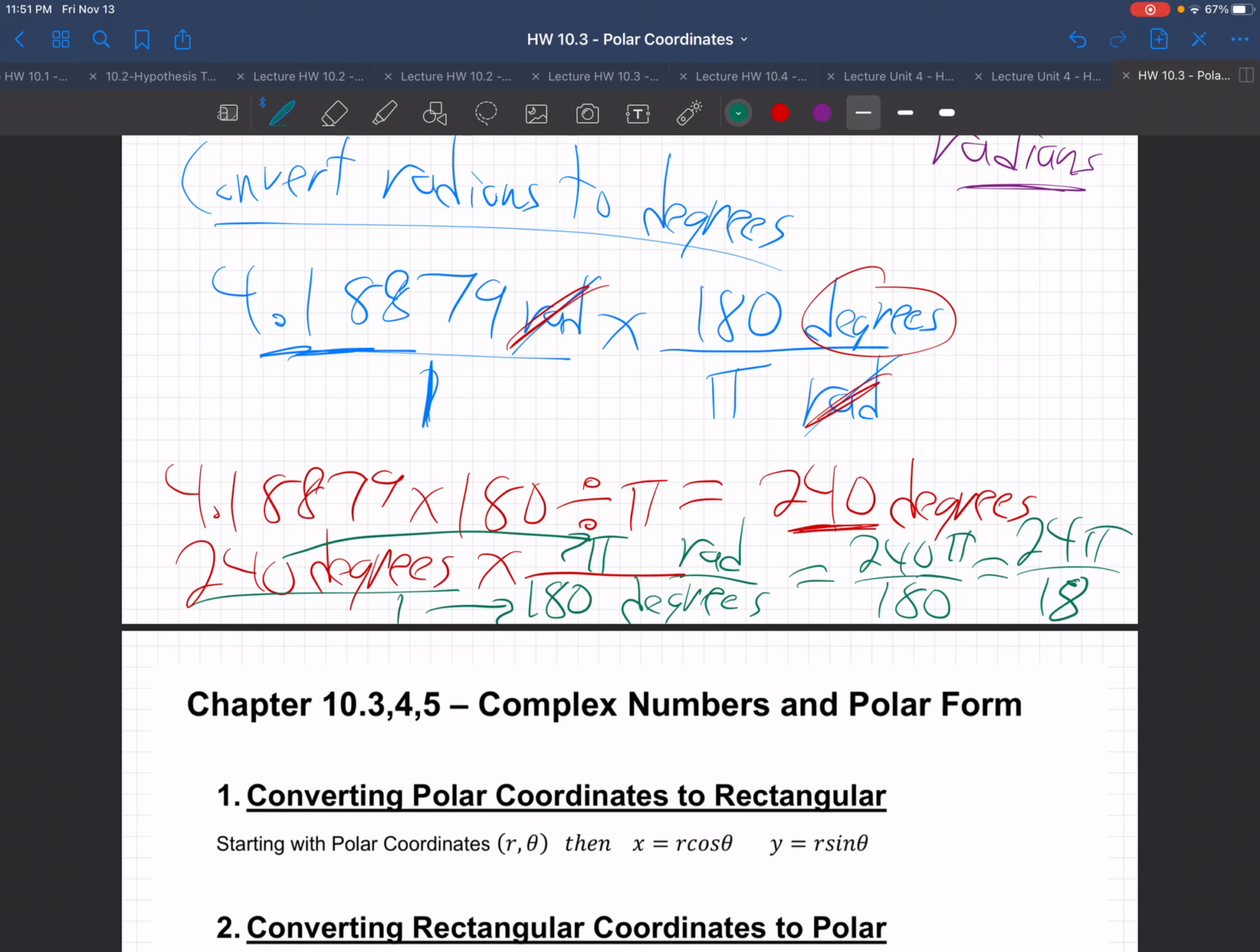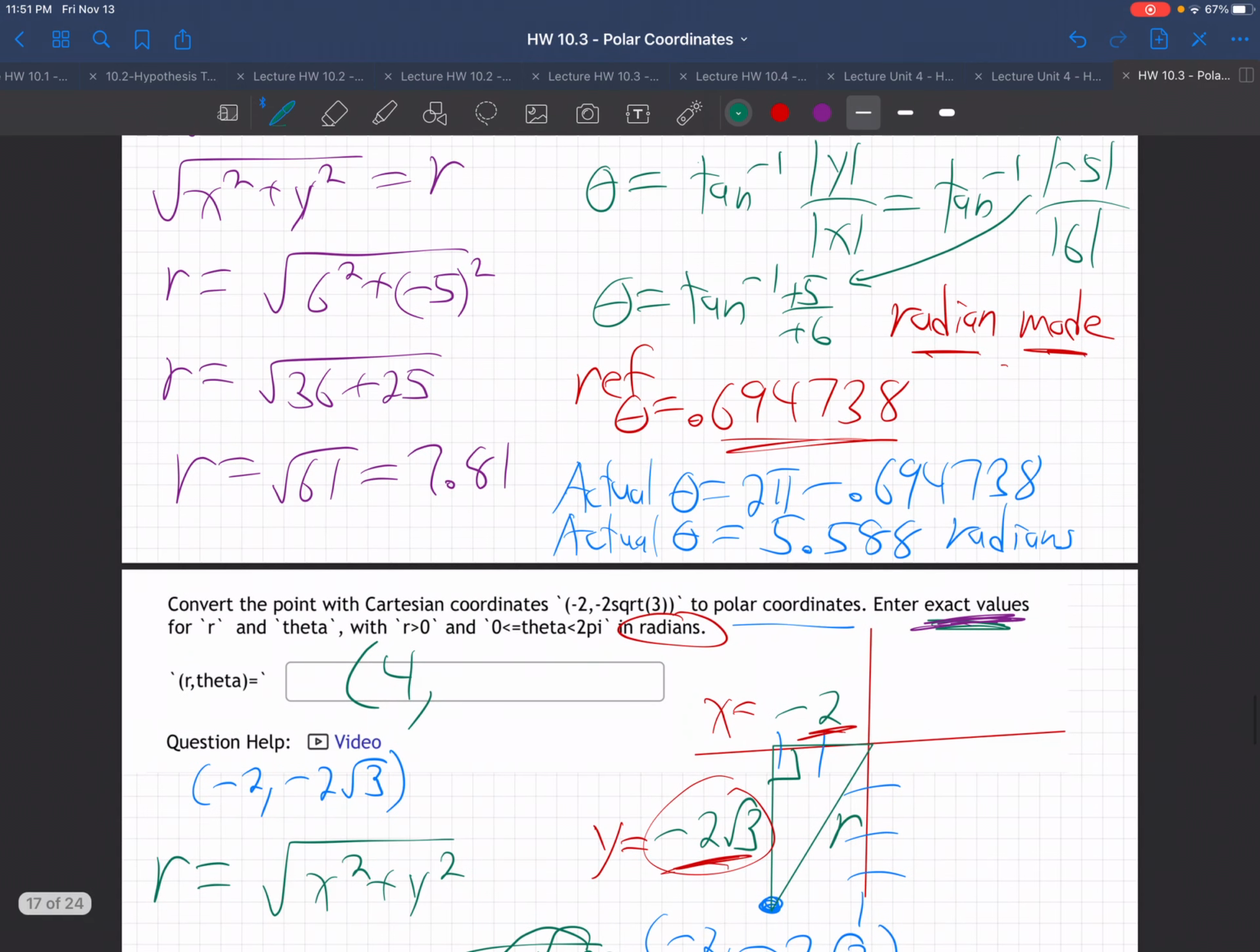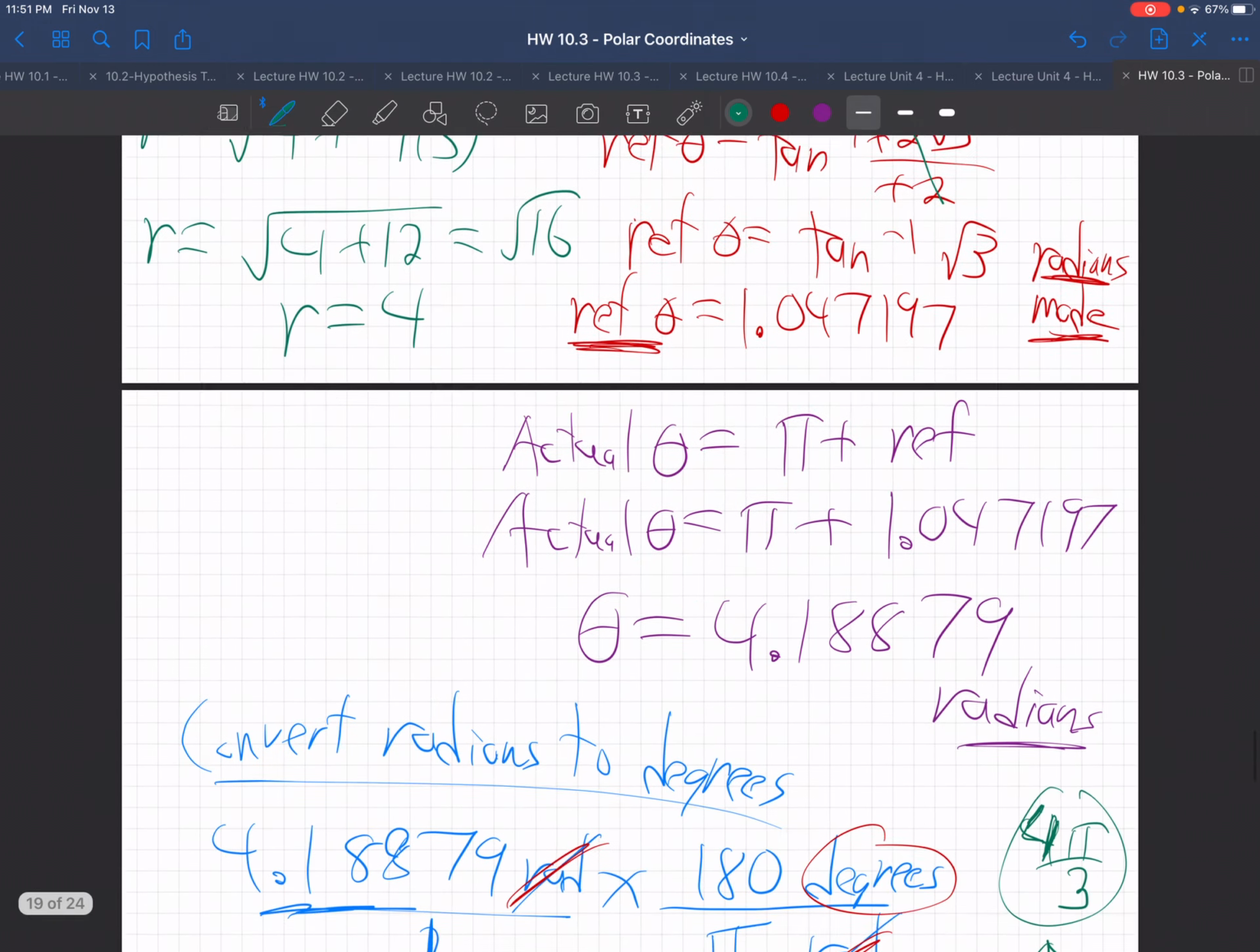I just divided top and bottom by 10, and then divide top and bottom by 6. Most of your calculators will do this for you automatically. Get 4 pi over 3. There it is. That was a little bit of trickery to get the exact angle, wasn't it? 4 pi over 3. So let's go back up here. 4 pi over 3. So again, how did I do that angle?